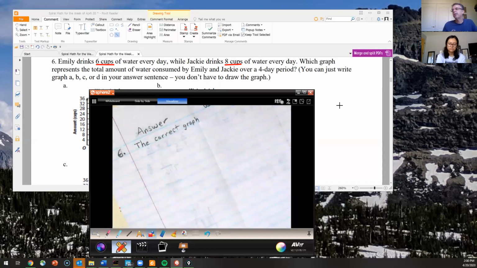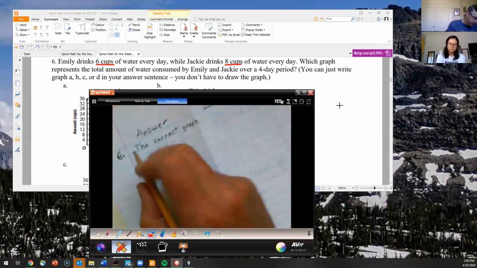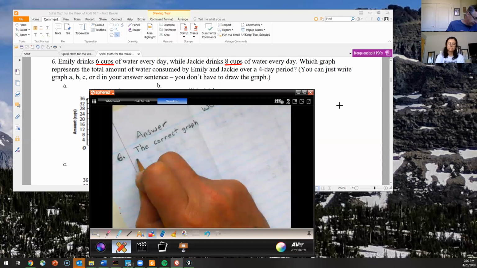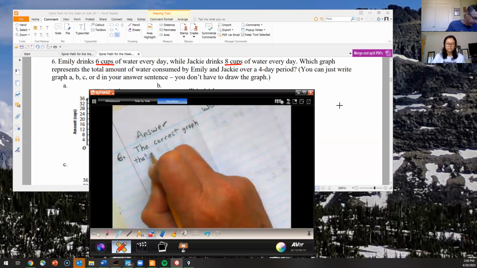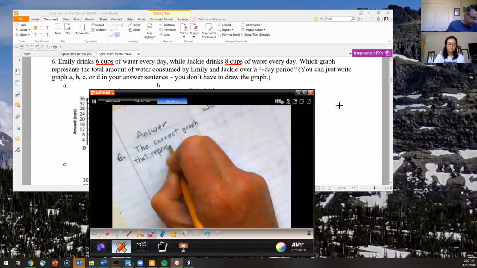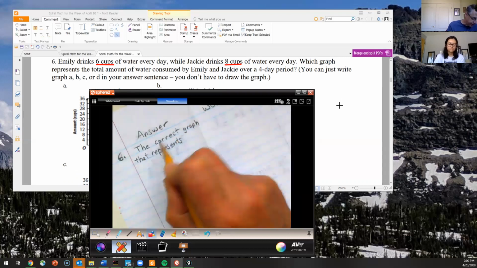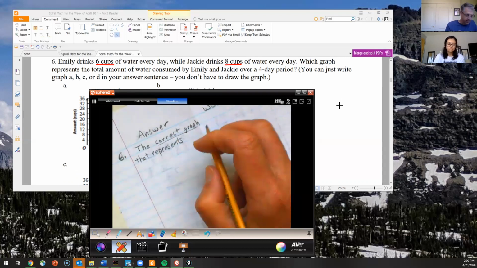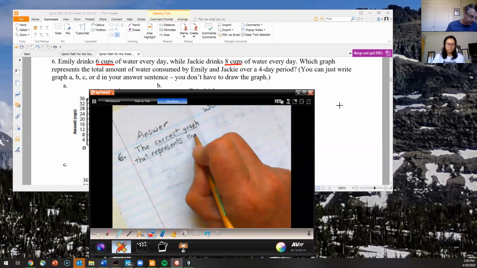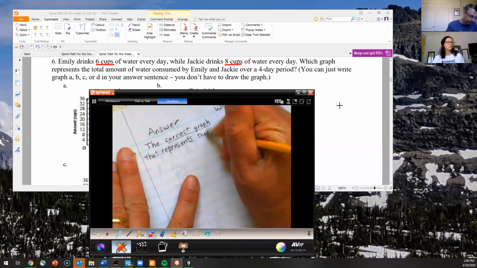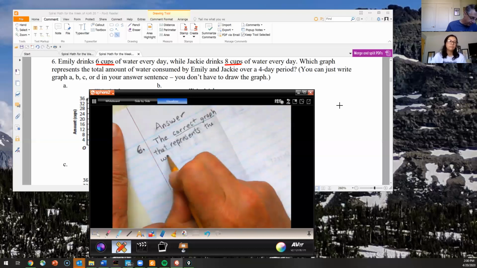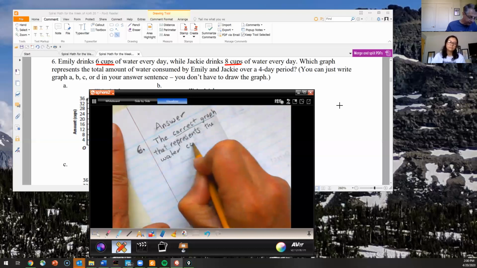If you really wanted, you could say that it represents the total amount of water consumed. Either one is okay. You could say the correct graph that represents. The keywords here are going to be correct graph. I'm just going to add this extra detail. Represents the total water consumed is D.